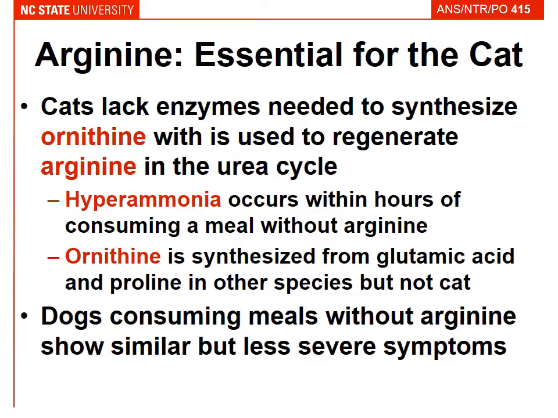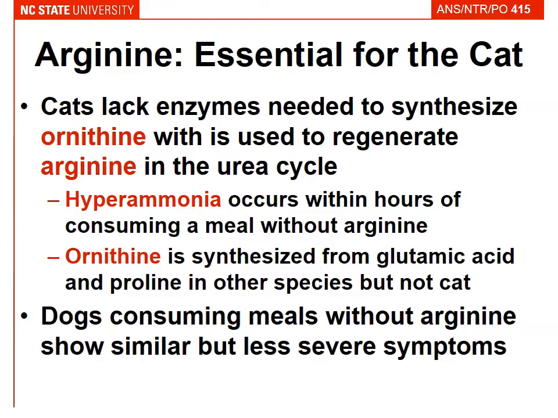So not only is arginine essential for avians and reptiles because of the lack of the urea cycle, it is also essential for the cat. So the cats lack enzymes needed to synthesize ornithine, and that ornithine, if you remember, is used to regenerate the arginine and the urea cycle. So if you feed cats a diet without any arginine, within a few hours, you're going to see signs of ammonia toxicity. So they get hyperammonia. They'll start getting frothing at the mouth and have many of the other symptoms of ammonia toxicity.